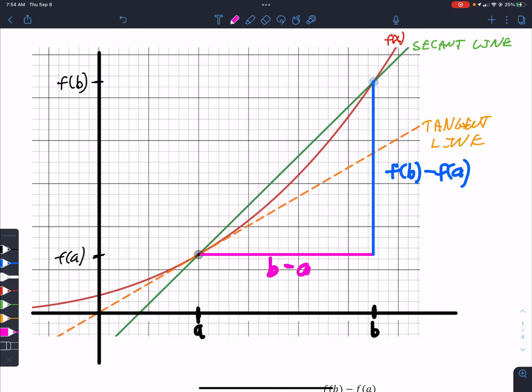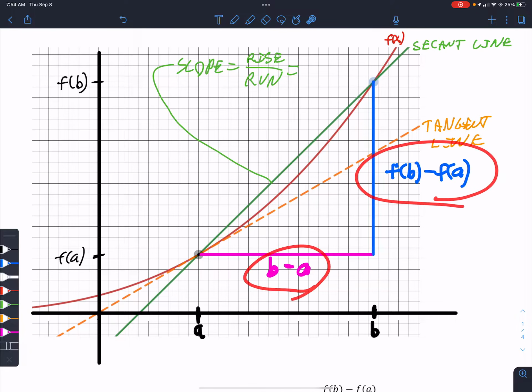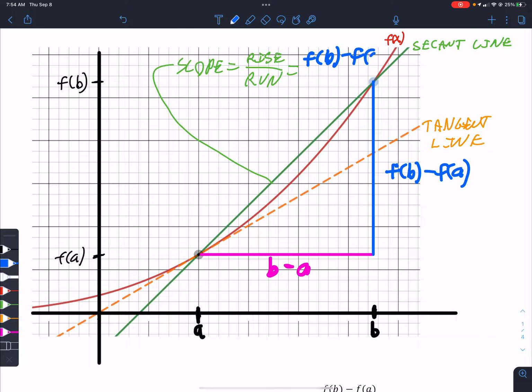And so for that green line, the slope is going to be rise over run. And what's the rise? Right here. What's the run? Right here. Should look familiar to you. F of b minus f of a over b minus a. That should look familiar because that is the equation for average rate of change. And we learned that in the last lesson. So average rate of change is the slope of the secant line, and that's what we're looking at.